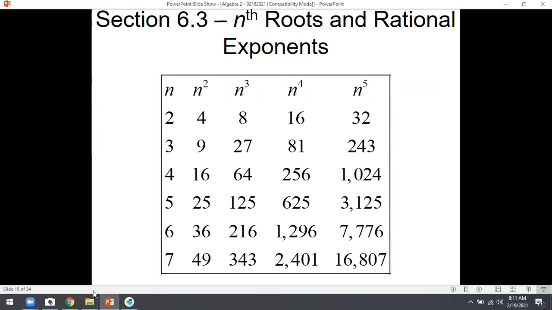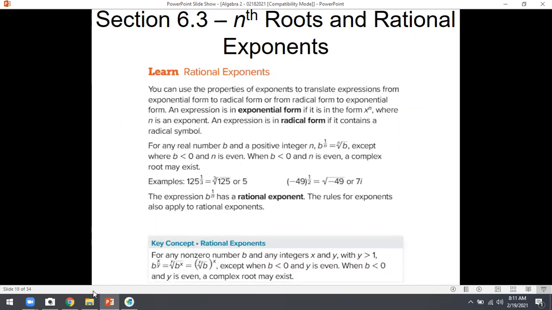I will have this table up for you during your test. You're welcome to look at your notes as well, correct? You're going to need it, right? There's going to be a lot of numbers from this table. There's going to be a lot of 16s and 125s and 27s floating around, so you better have this table pretty handy to simplify some roots and things like that.